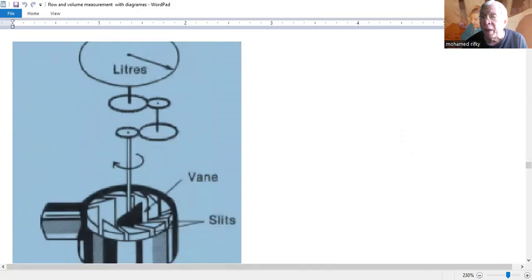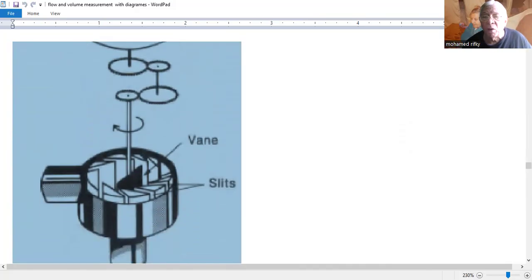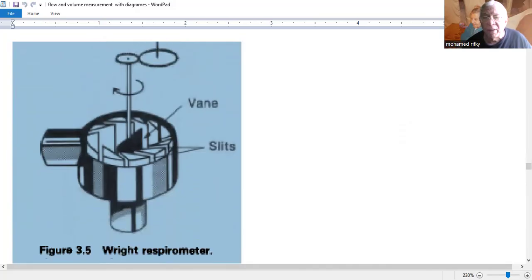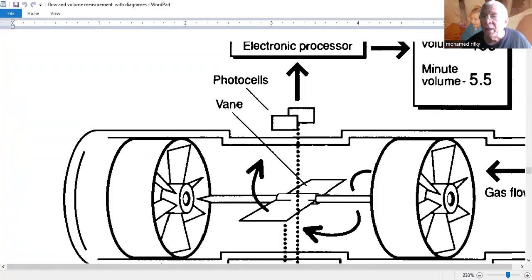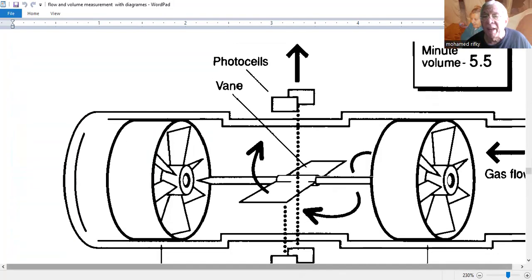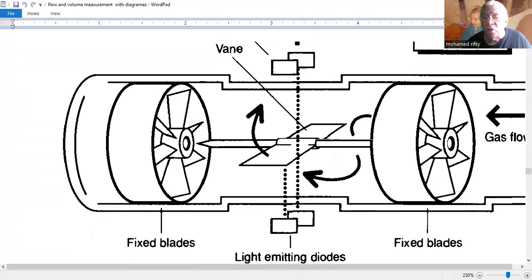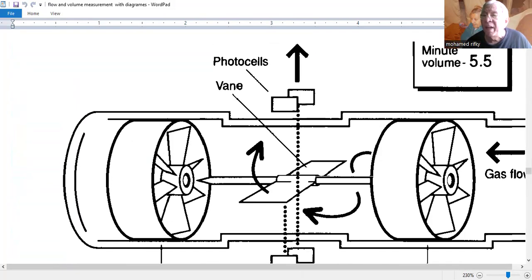This is the Wright respirometer, and this is the vane, and this is the gear system which drags the pointer on the scale, and these are the slits so as to make the air circulate. And there is of course a button to return it back. This is the electronic flow meter, and we have two pedals with arms, and this is the vane. The vane is activated, and there is a light emitting diode source, and it's reflected to photocells to measure the volume.